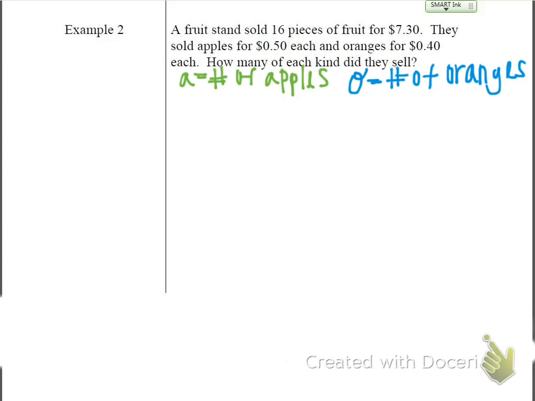So, first equation always has to do with the number of items that we sold. So my first equation is going to be the number of apples plus the number of oranges equals how many pieces of fruit did we sell? 16. Excellent.